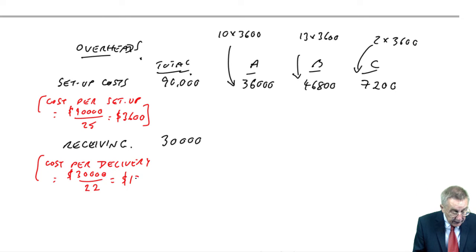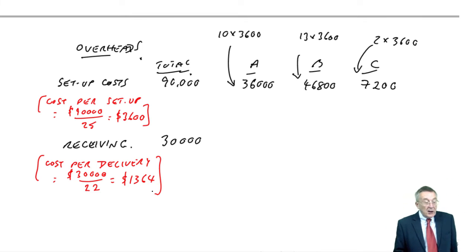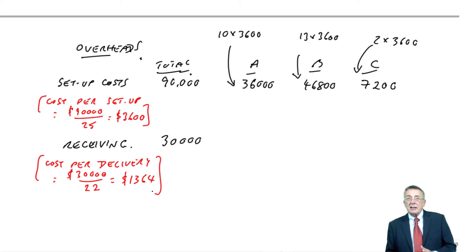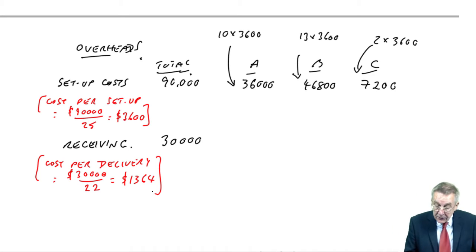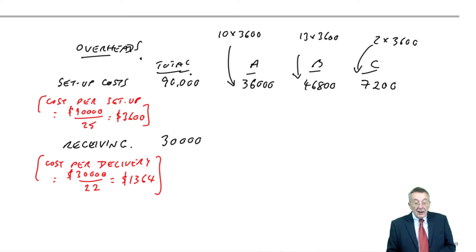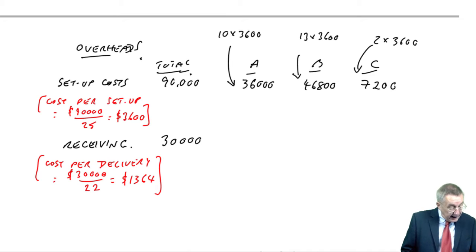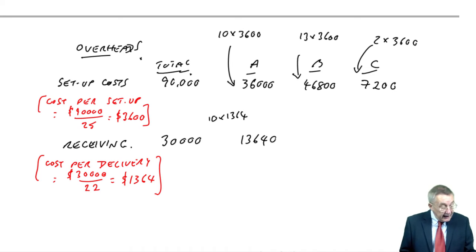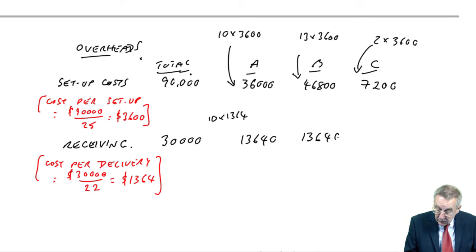it's costing us 1,364 per delivery. Now, I've rounded there. Some people get upset about the rounding, and I'll come back to that in a second. But if I do leave it as 1,364, then I don't think, well, all right, I'll show workings. Product A, 10 deliveries at 1,364 is 13,640 to A. Similarly, B, 13,640. C has 2 deliveries at 1,364, which is 2,728.